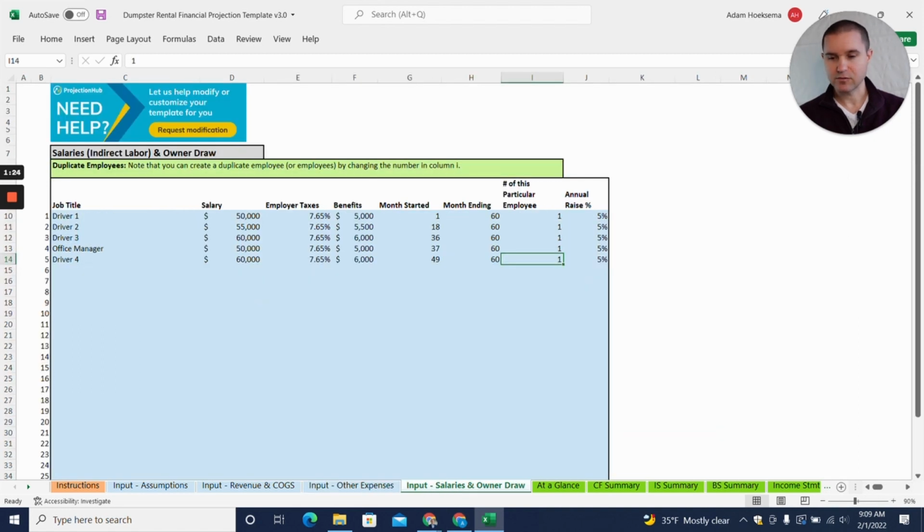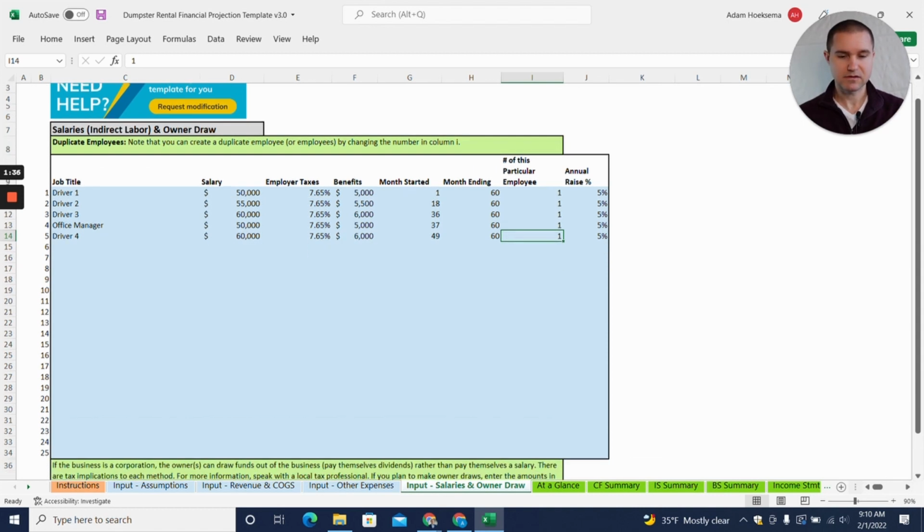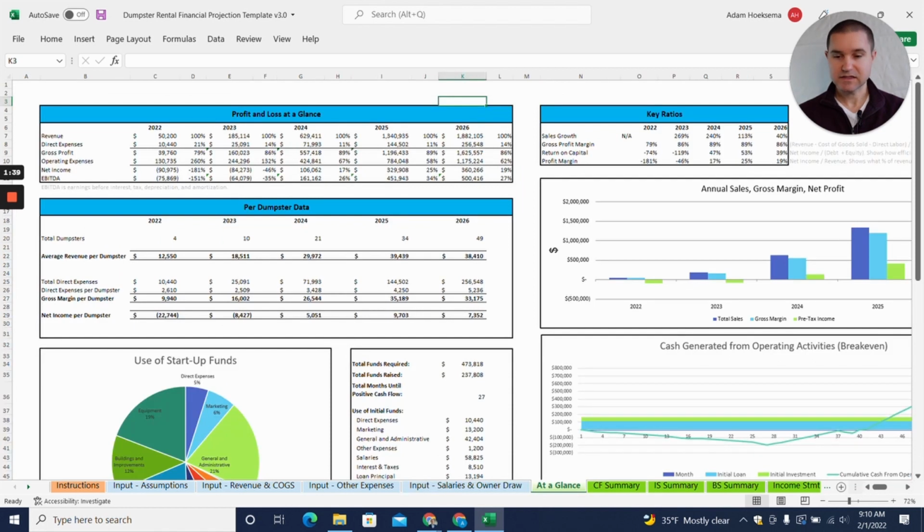And then lastly here, we can add our salaried positions. So our drivers and office manager and that sort of thing all can be added into this page here. And then again, that's going to take you back to where we started here at the end, the profit and loss at a glance, where you're going to be able to see whether you're making money or not, how long it takes you to break even, and you can play around with the different numbers and the timing of when you add in dumpsters and really see what it's going to take to break even in cash flow in this business.